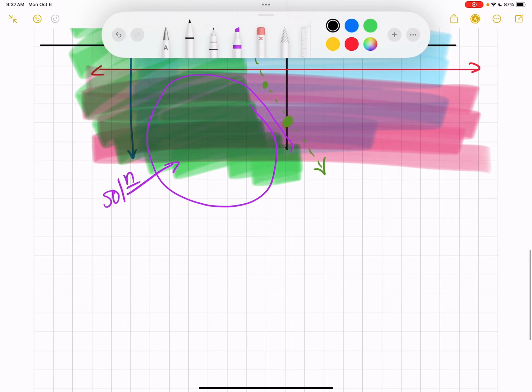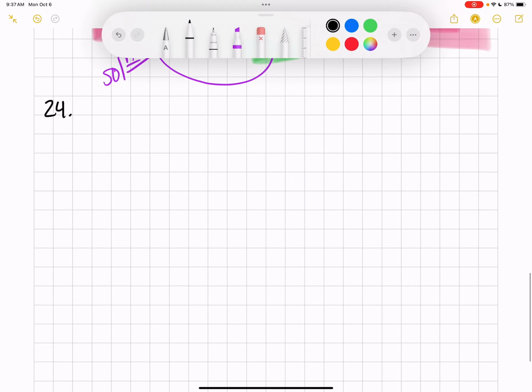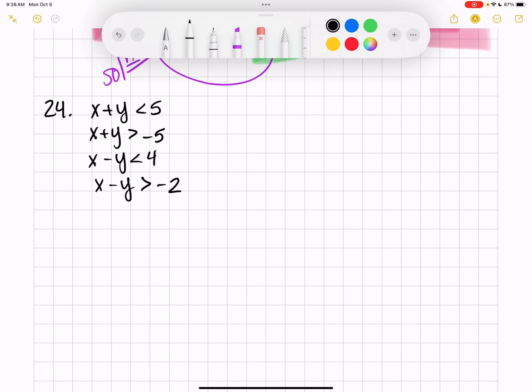All right. 24. x plus y is less than 5. x plus y is greater than negative 5. x minus y is less than 4. And x minus y is greater than negative 2.